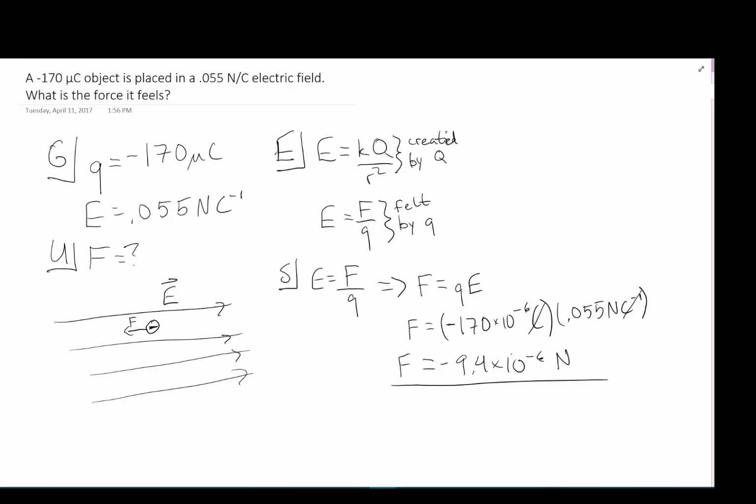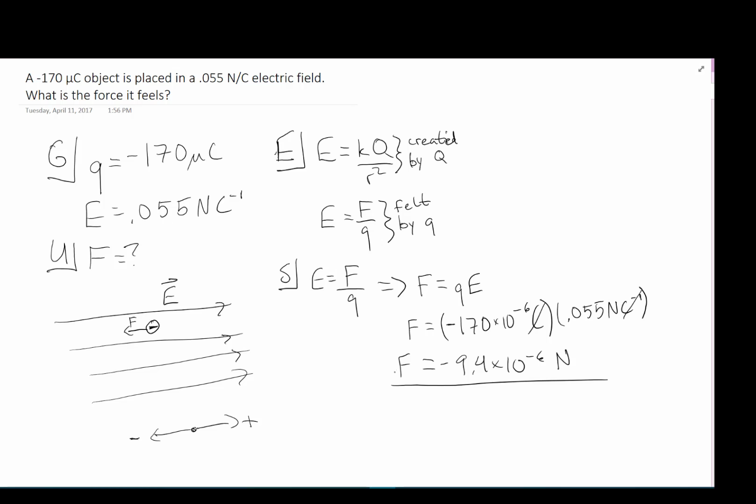Now that gives us the magnitude and direction of our force. The magnitude is 9.4 times 10 to the minus 6 newtons. And the direction, it says negative. Now we didn't explicitly pick a direction to be positive, but we did implicitly. Electric field and force are both vectors. And when we said that our electric field up here is positive, we implicitly chose the right direction as the positive direction and the left direction as the negative direction. So this negative answer for our force actually tells us that the force is going to be pointing to the left.